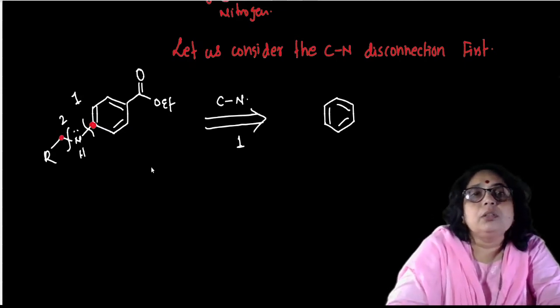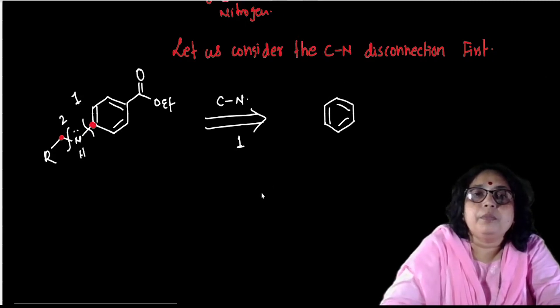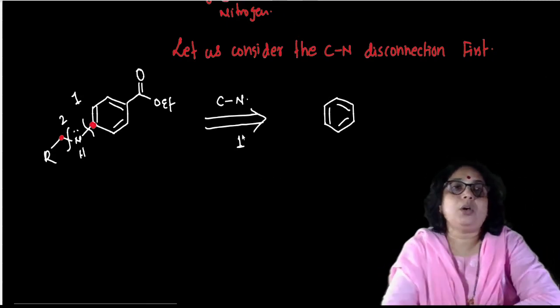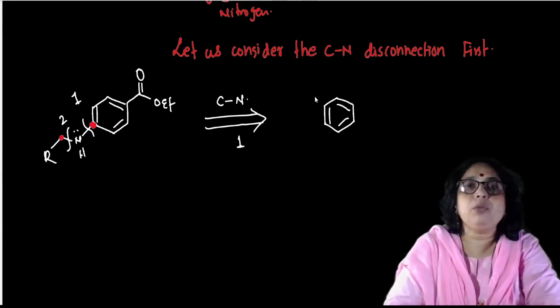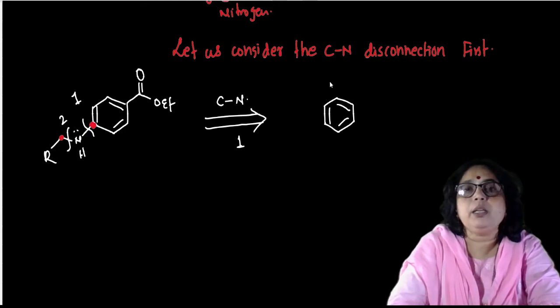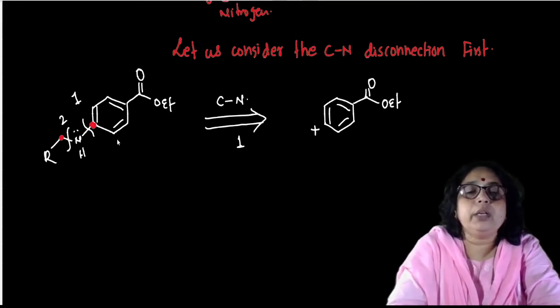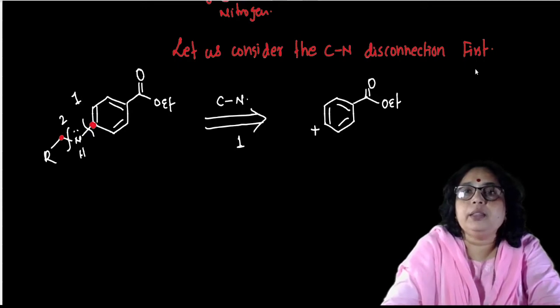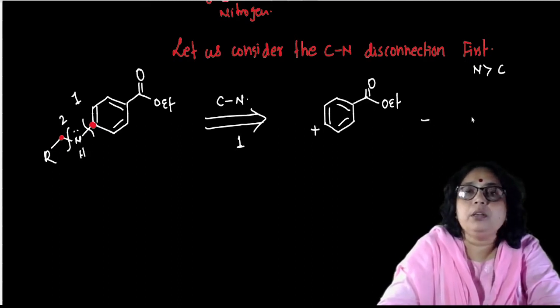So which disconnection will give you the good synthons? Now we'll consider both possibilities and see what type of synthons you can get over here. As we know that nitrogen is more electronegative than carbon, the negative charge will remain at nitrogen.